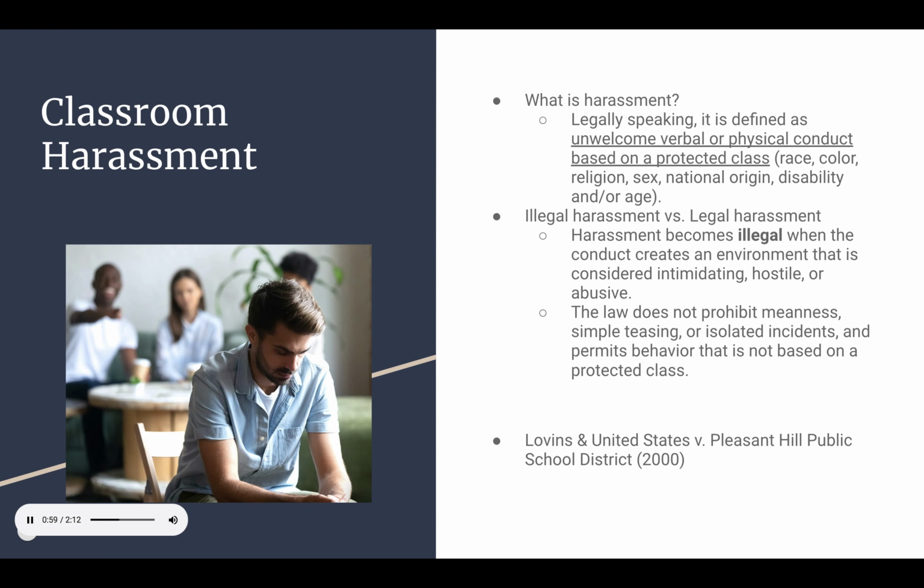One notable court case focused on harassment is Lovins in the United States versus Pleasant Hill Public School District. In this case, the section intervened in the same-sex harassment case, alleging the school district violated Title IX of the Education Amendments of 1972 and the Equal Protection Clause of the 14th Amendment by failing to respond appropriately to a harassment of a student on the basis of sex. Specifically, from the 8th grade through the 11th grade, Jeremy Lovins was subjected to harassment on the basis of sex, ostensibly because other students believed he was gay.